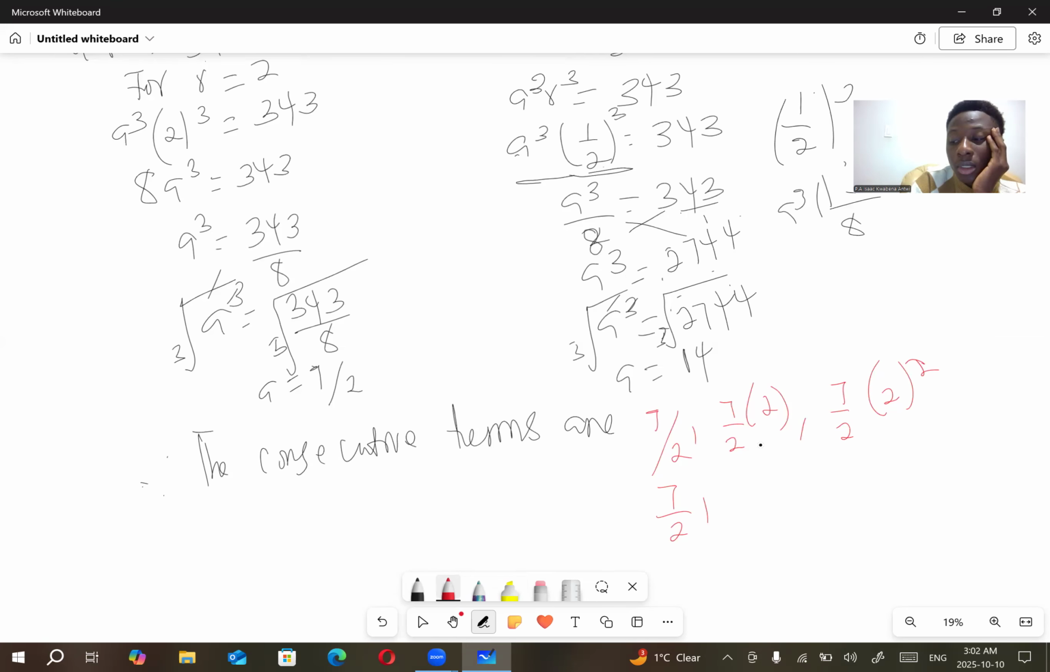So A R is 7 over 2 times 2, which is 14 over 2, and that's 7. And the next one: 2 squared is 4, so that'll be 7 over 2 times 4, which is 14. So these are the consecutive terms: 7 over 2, 7, 14.